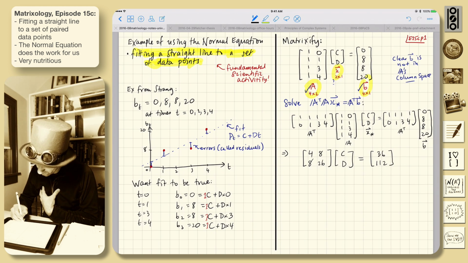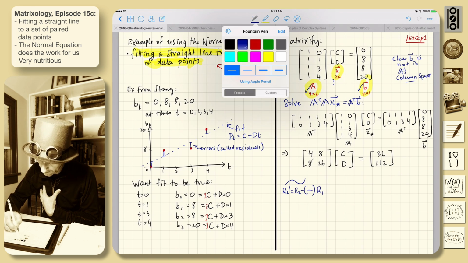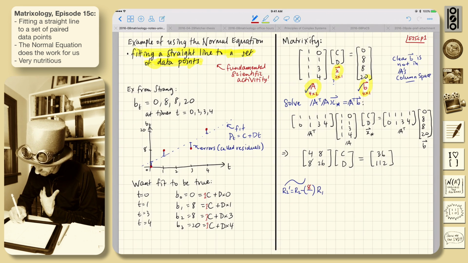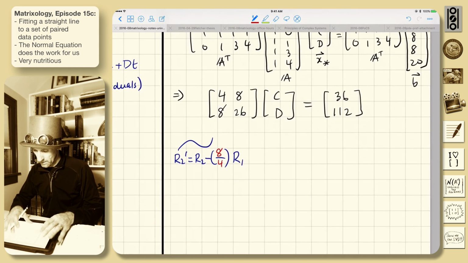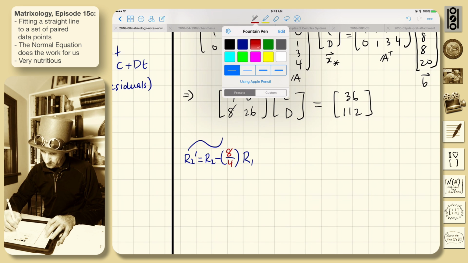Let's do it. Let's use row operations. So we like those things. Row 2 prime equals row 2 minus something times row 1. Yes, it does, and we're going to use 8 over 4. Boom.